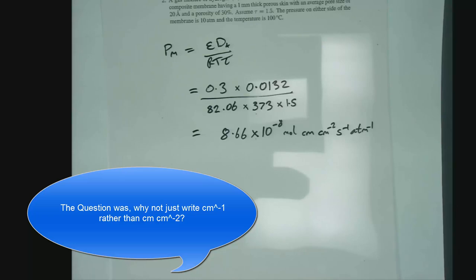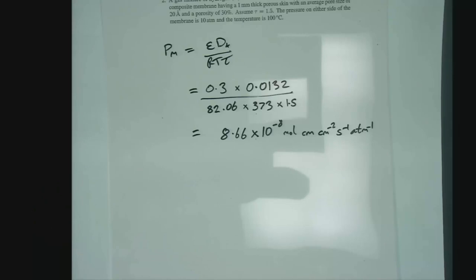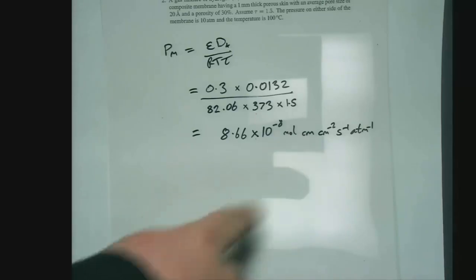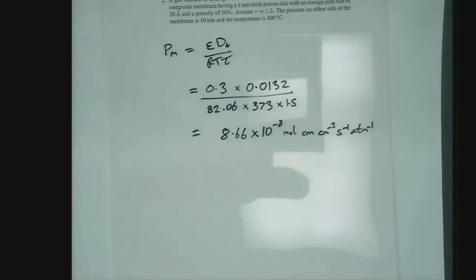You could just cancel it, yeah. But you could just cancel it as per centimeter. Yeah. But if you keep it in this form with the centimeter per centimeter, it reminds you that the permeability is that membrane thickness divided by the membrane area.